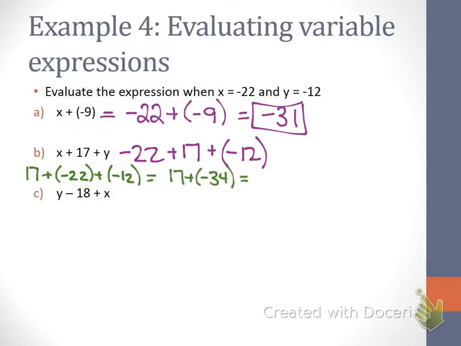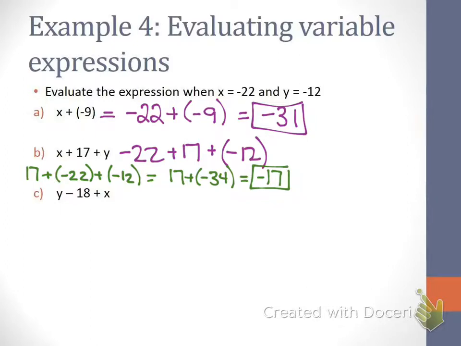And now what do I do? Subtract. Why do I subtract? Different signs. 17 is positive, 34 is negative. Subtract and take. So is it positive or negative 17? And why is it negative? 34 is my greater absolute value. All right, I want you to do the third one on your own.